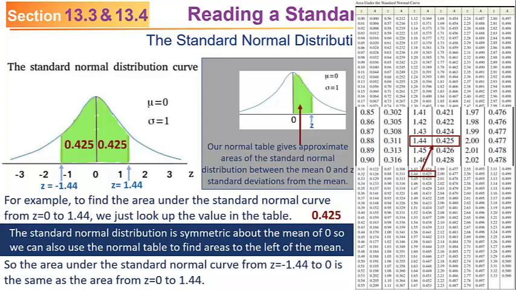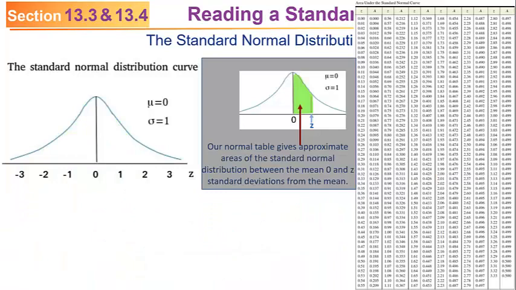To summarize that situation, anytime you're looking for an area under the standard normal curve where one of the boundaries is 0, all you have to do is look at the z-value without paying any attention to the sign, whether it's positive or negative. Look that value up in the table, and that will be the area you're looking for. Simplest possible case.